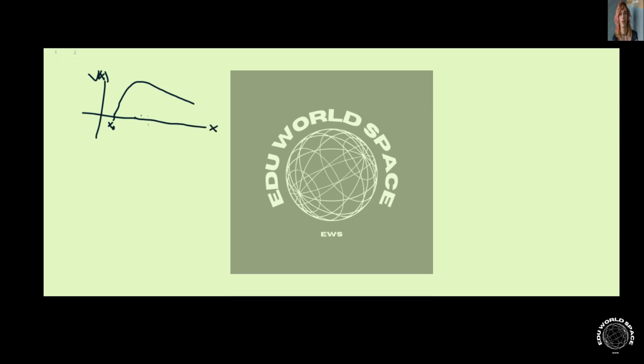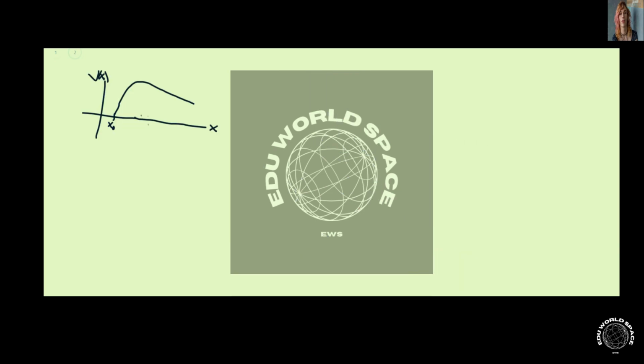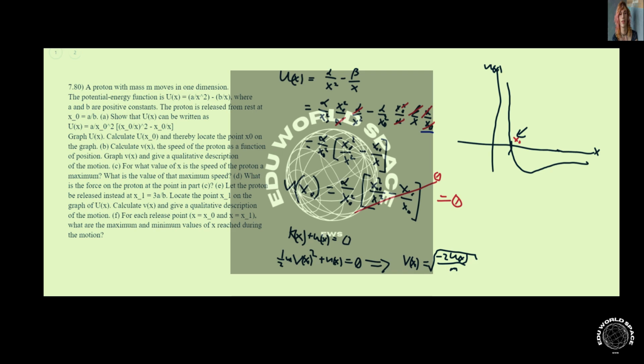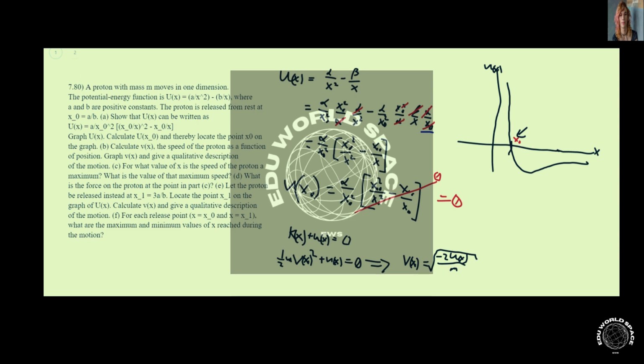It's going to reach some maximum that's going to correspond to the point where this is a minimum potential energy, which is maximum kinetic energy, which is a maximum velocity. It's going to correspond to some point right there, and it's going to trail down as the potential energy approaches the axis again.